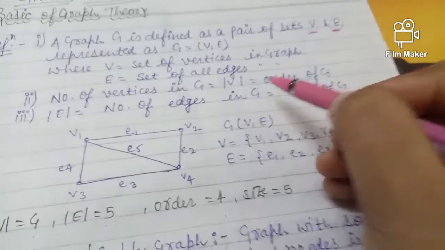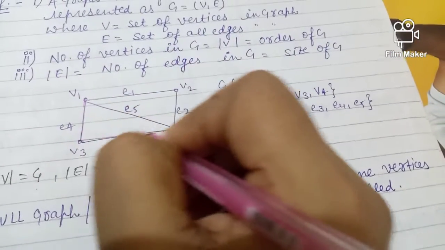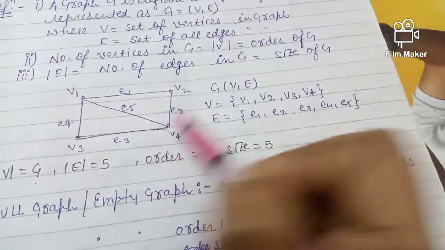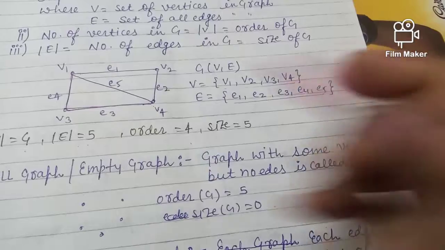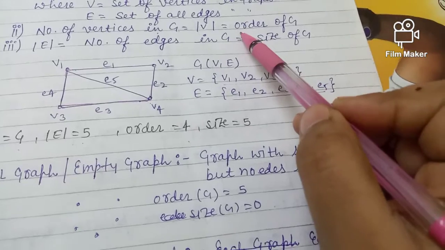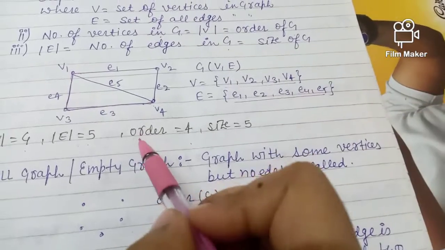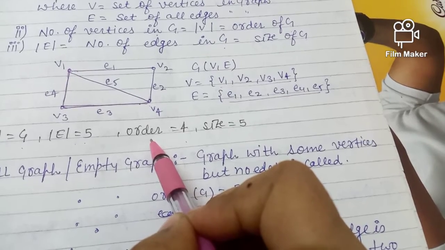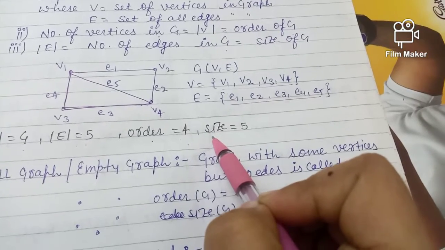Now we are going to see an example of a graph. This is an example of a graph. We can see here the vertices v1, v2, v3 and v4. These are the set of vertices and these are the set of edges. The number of vertices in any graph G is also called the order of G, and the number of edges in graph G is also called the size of G. So what will be the order of this graph? The number of vertices is 4, so the order of the graph is 4, and the number of edges in this graph is 5, so the size of the graph is 5.